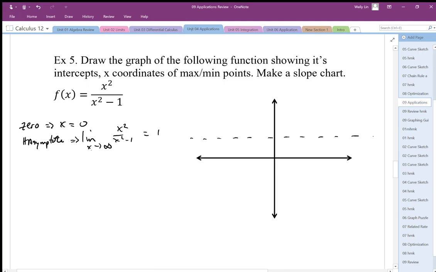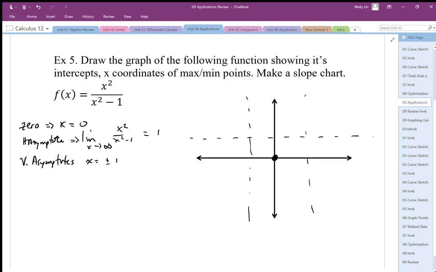We have vertical asymptotes at -1 and +1. Okay, those are my vertical asymptotes. So my vertical asymptotes are at x equals plus minus 1. Okay, I better put my 0 in here. Okay, so those are things I already kind of know about in this graph.